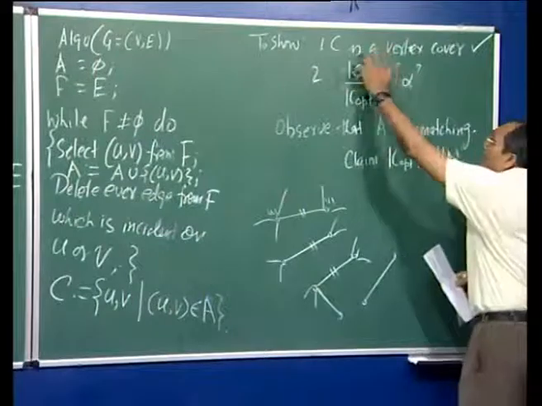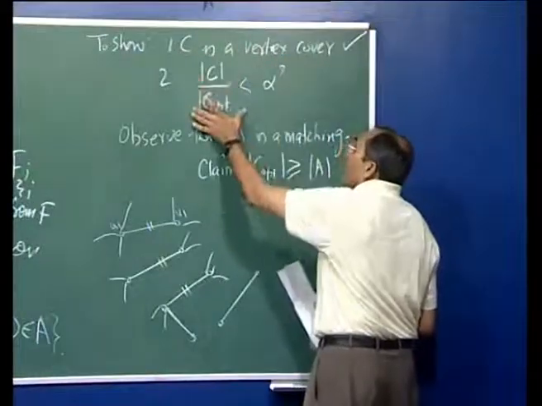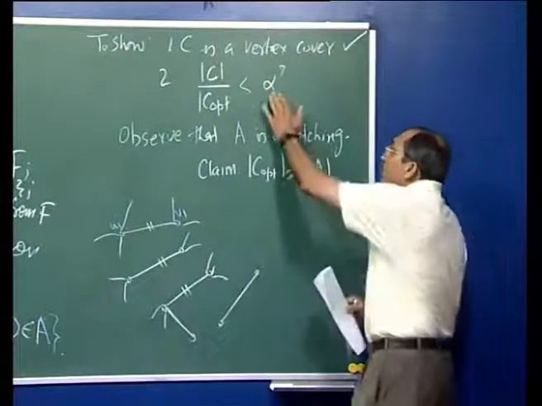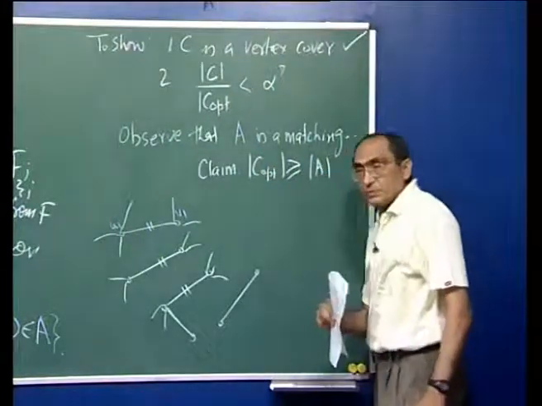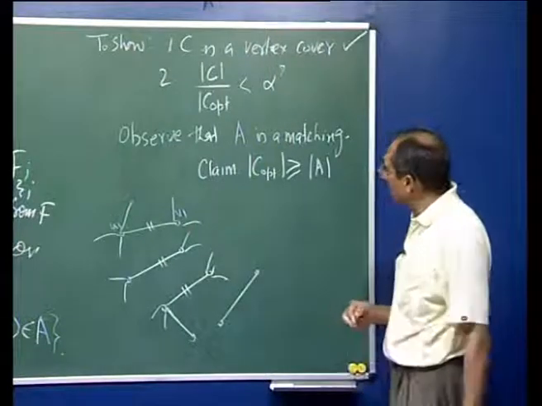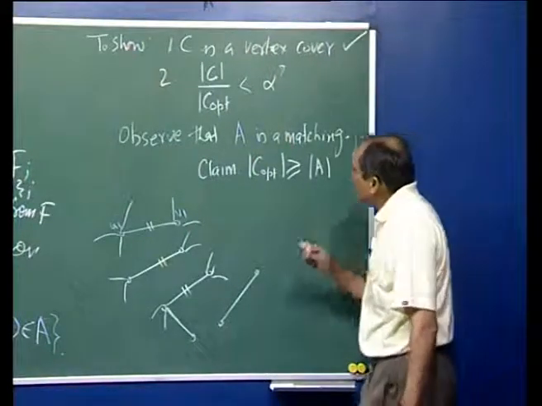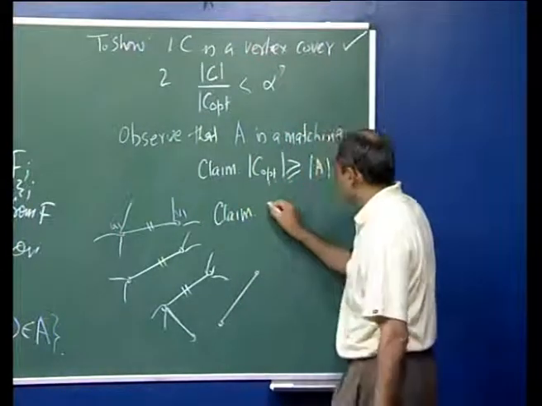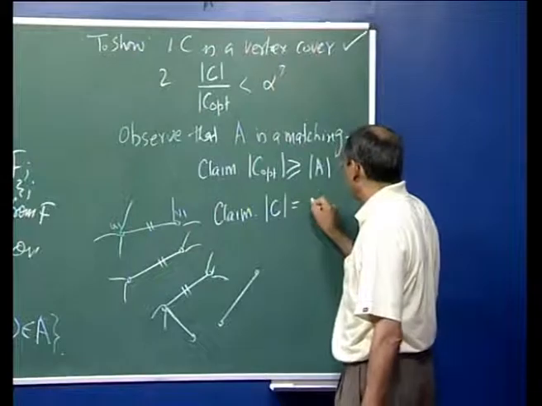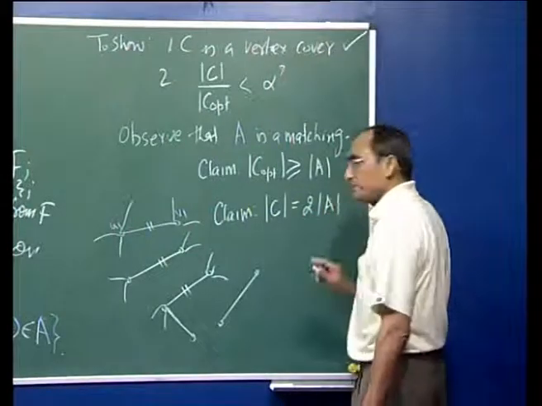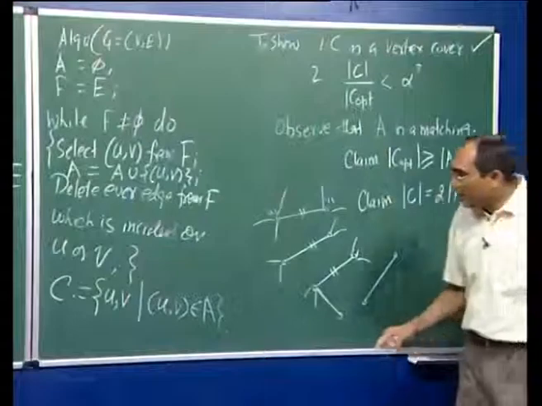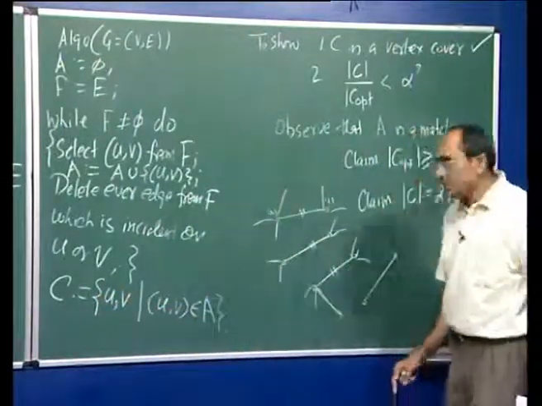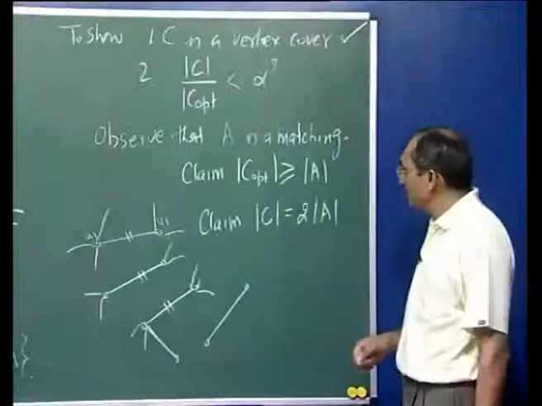And now, what about putting a bound on the ratio, or computing the performance of this approximation? An obvious claim is that the size of C is equal to 2 times the size of A, because for every edge in A, we put these 2 vertices in C. So, we have this.